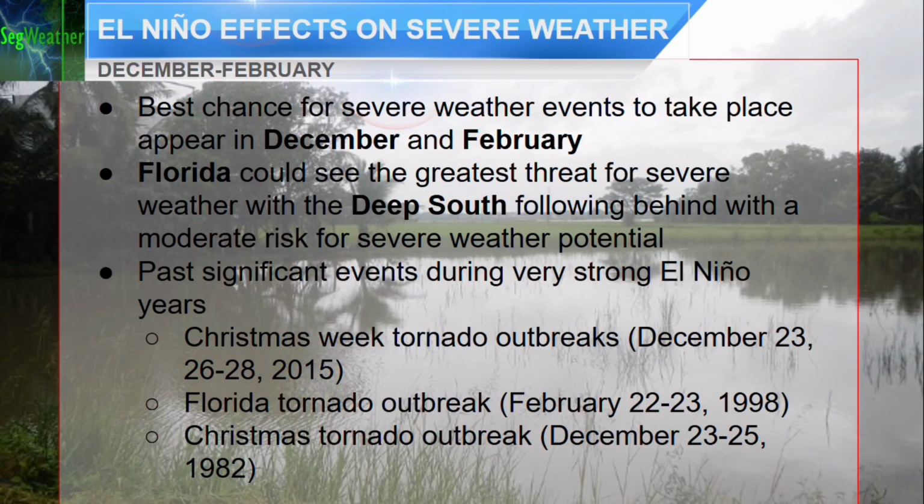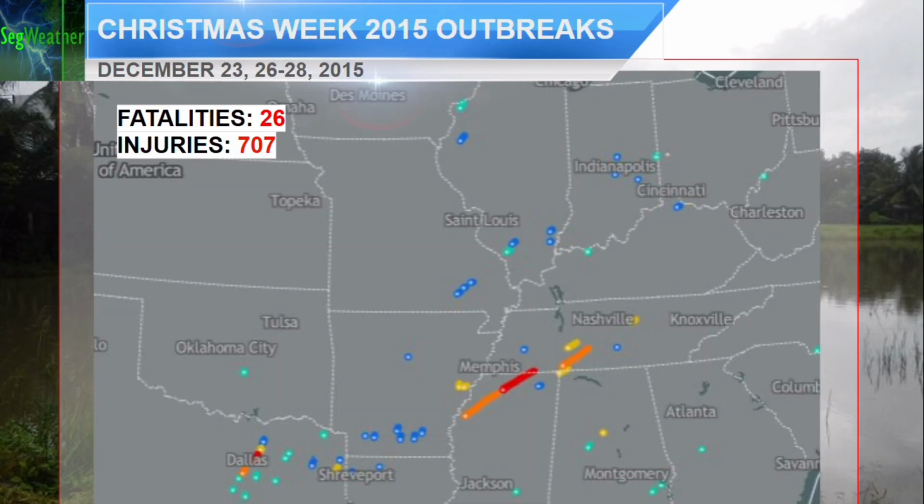A moderate risk for severe weather potential throughout the course of the winter as well. Looking at past weather events, we've had the Christmas week tornado outbreaks of December 2015, and then the Florida tornado outbreak of 1988 in February. That one was also pretty significant, one of the deadliest outbreaks in Florida at the time as well. And then we have our Christmas tornado outbreak, believe it or not, again in 1982. So Christmas is not looking good for seeing this stuff occur.